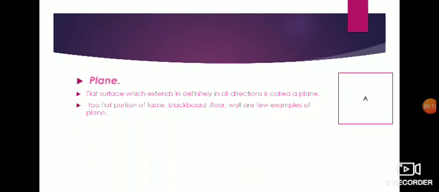Next one we will see, the plane. Now we know the flat portion of the table, the blackboard, the floor, the wall, these are all flat surfaces. This flat surface is called a plane. A plane is a flat surface which extends indefinitely in all directions. That's why it is called a plane. Table, blackboard, floor, wall are some examples of a plane.